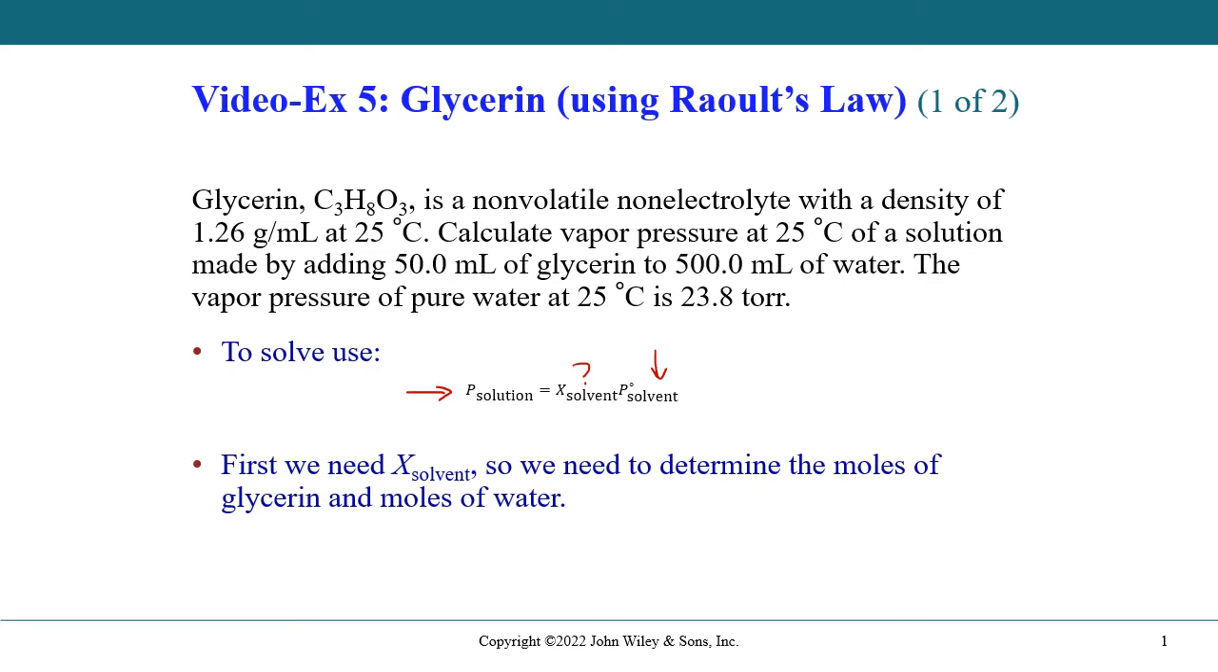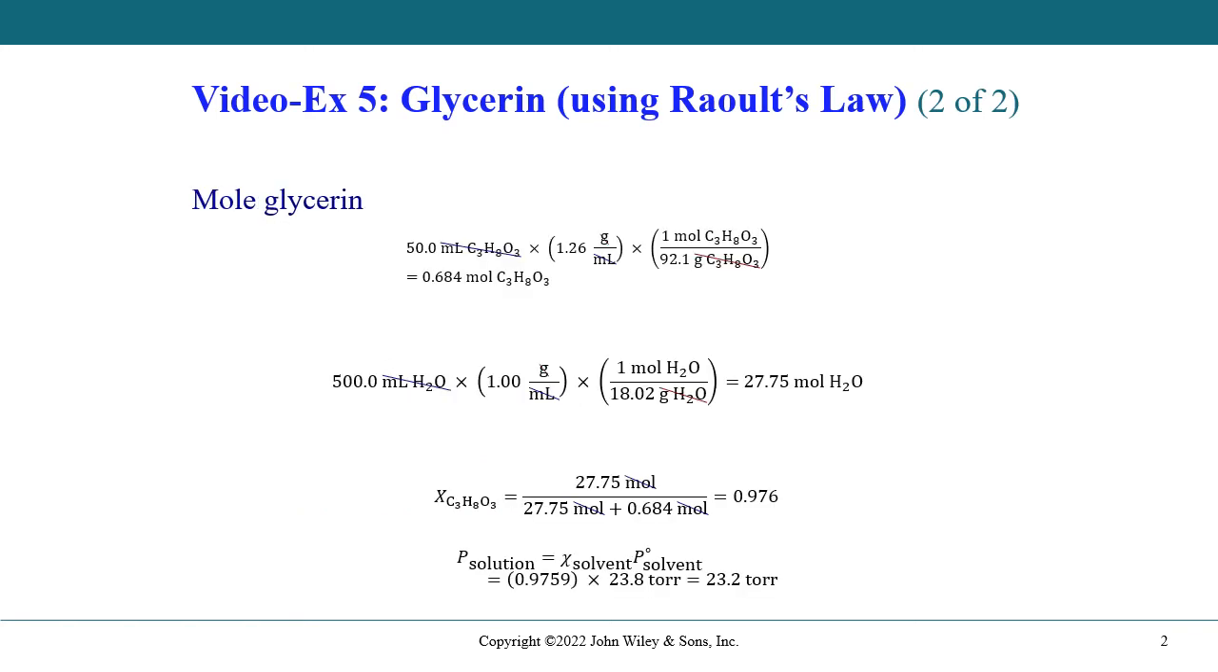And in order to find the mole fraction of the solvent, we need to determine the number of moles of glycerine and the number of moles of water. All right, so let's do that. For the moles of glycerine, we're given the volume, 50 milliliters. We're given a density so that we can convert it into mass.